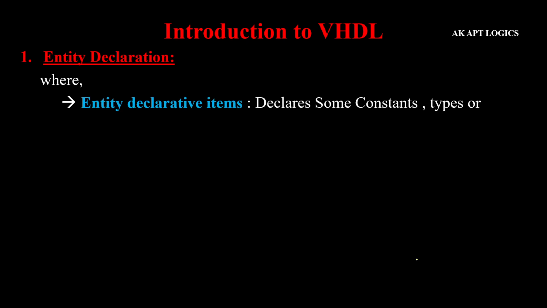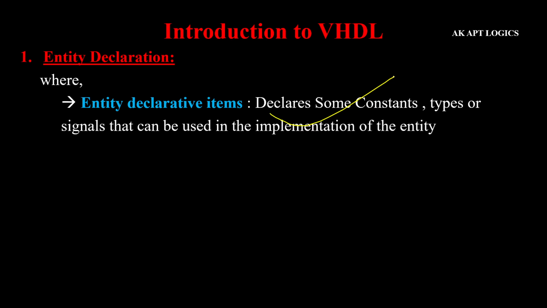The last part is entity declarative items. They declare some constants, types or signals that can be used in the implementation of the entity. It is going to declare some constants, like generic constants, and also some types or signals. Signals means intermediate signals, which we are able to use. This is also optional.